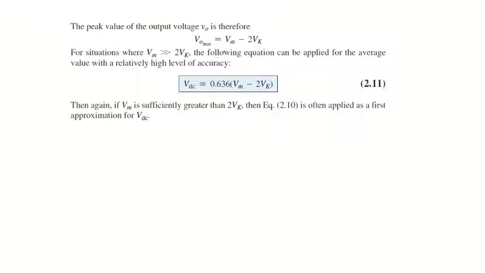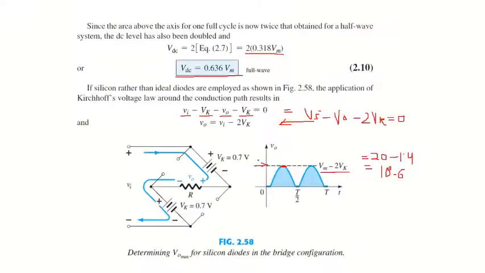The peak value of the output voltage is therefore V0 max is equal to Vm minus 2Vk, and Vk can either be silicon or germanium. So for the situation where Vm is greater than 2Vk, the following equation can be applied. As we already knew, if Vm is less than 2Vk, then the diodes will never be in the on state. So Vm should be and must be greater than 2Vk.